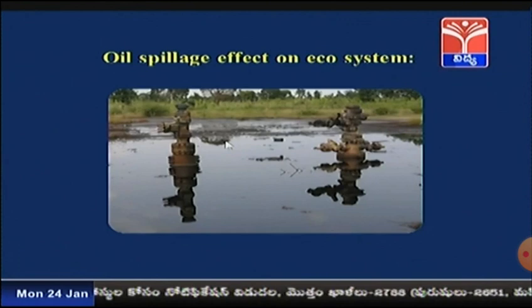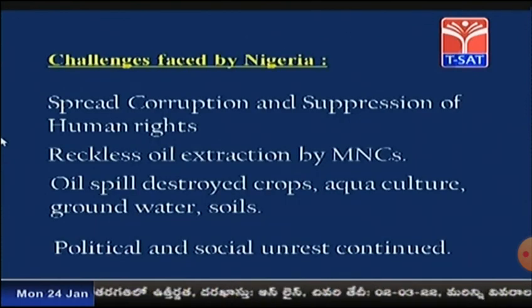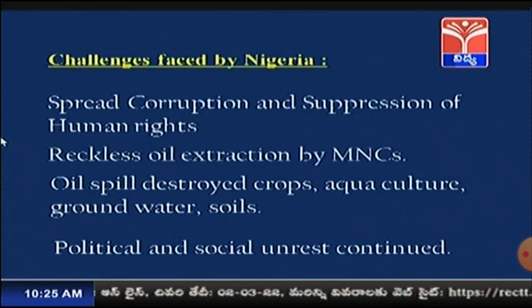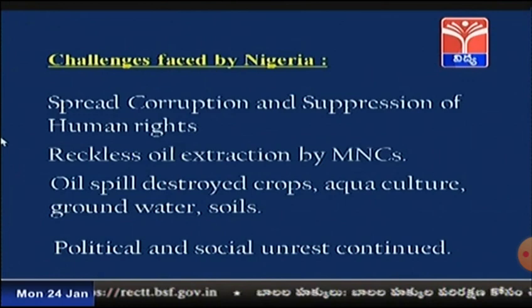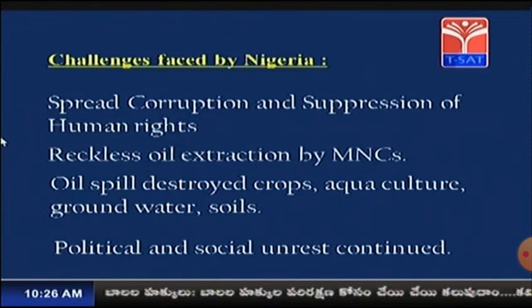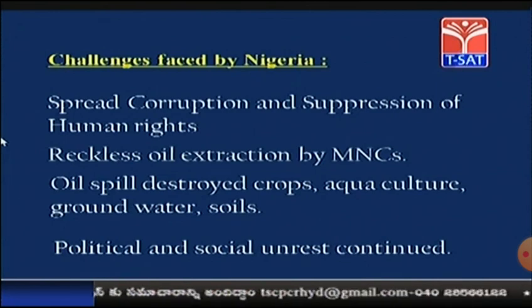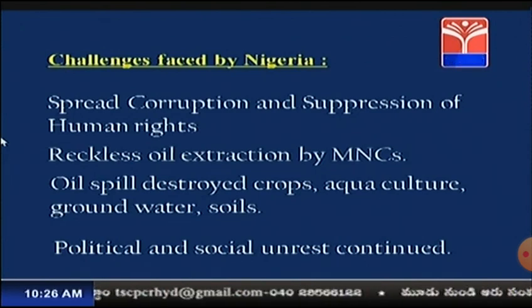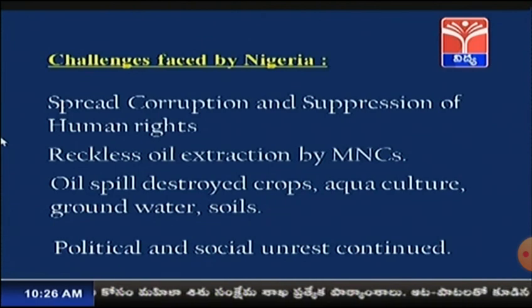Let's see the challenges faced by Nigeria. The military ruling at that time spread corruption and suppression of human rights. There was reckless oil extraction by multinational companies, and the oil which was spilled destroyed the crops, aquaculture, groundwater and soils, and political and social unrest also continued.